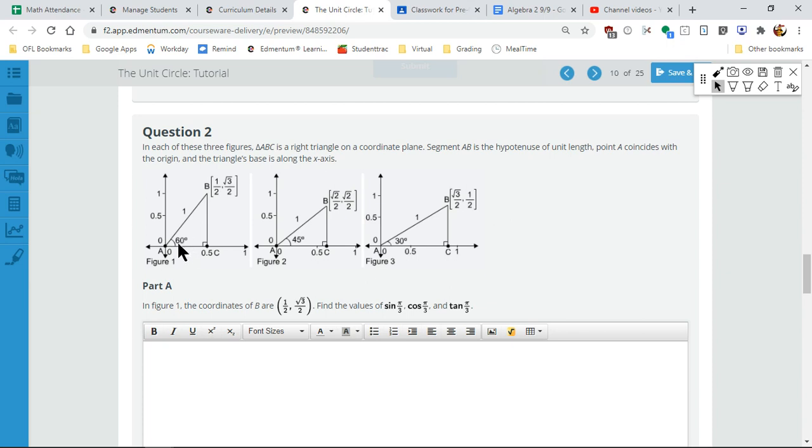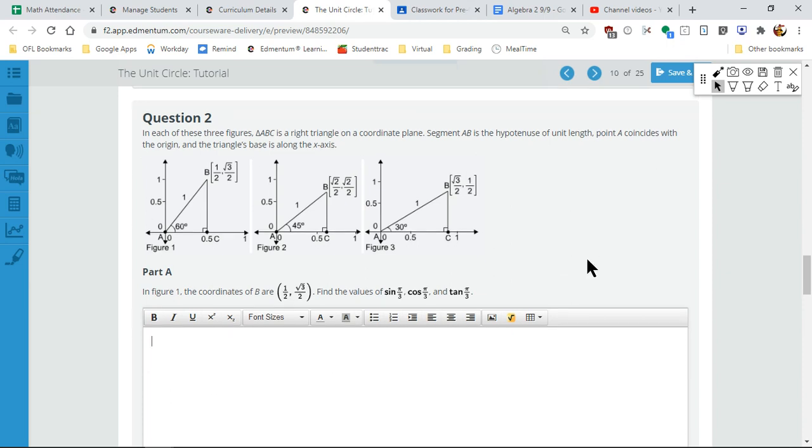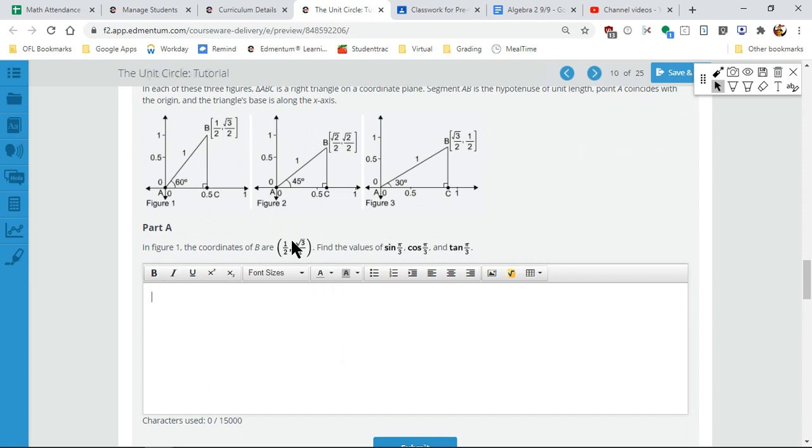This one is a triangle 30, 60, 90. And this is a 45, 45, 90. And this is a 30, 60, 90. That makes sense? I think so. So this right here, it's asking which one of these is the answer.